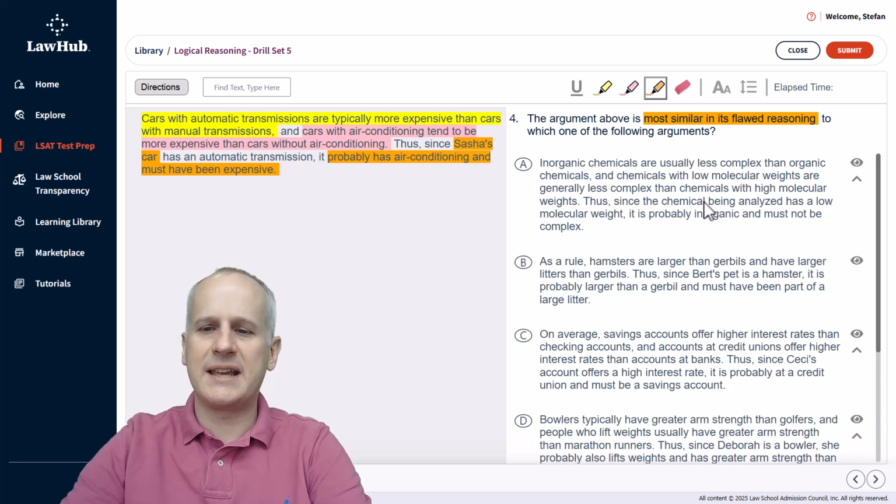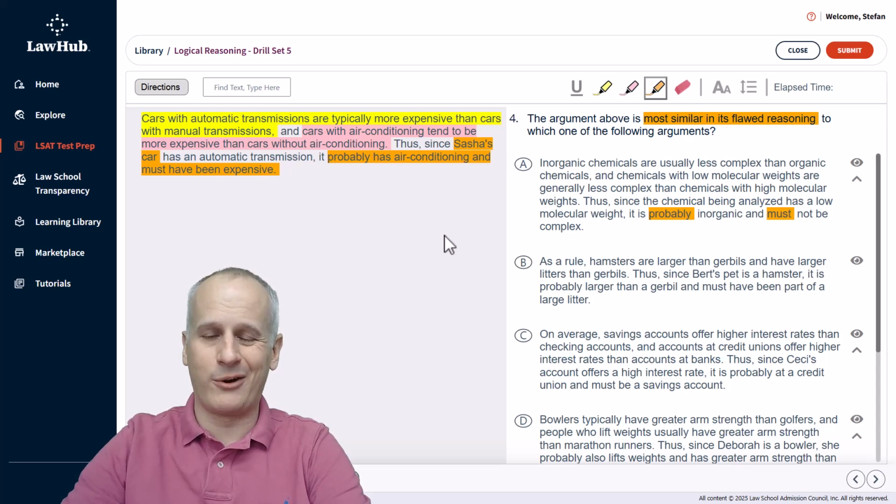Thus, since the chemical being analyzed has a low molecular weight, it is probably inorganic and must not be complex. All I'm going to focus on really right now is that the probably and must, they match our structure in the conclusion exactly.